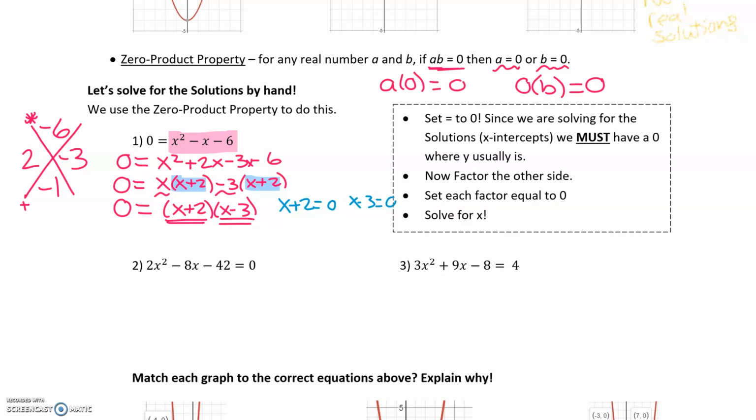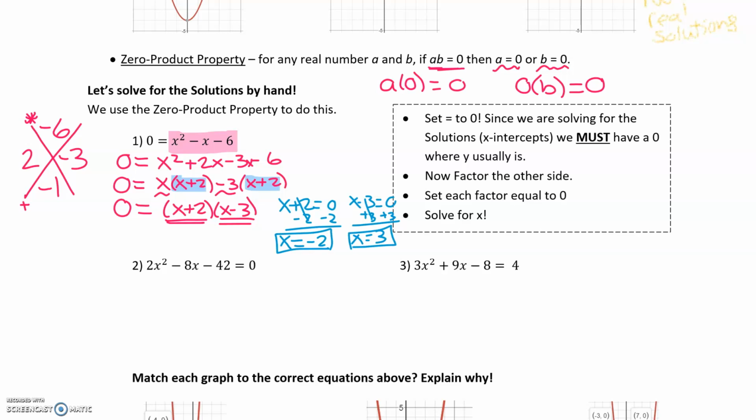Now we can solve these. This is very simple algebra. So here we're going to subtract 2 on both sides, and x is going to be negative 2. Here we're going to add 3 on both sides, and x is equal to 3.